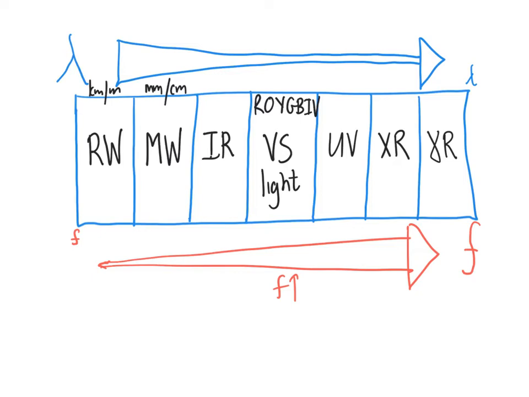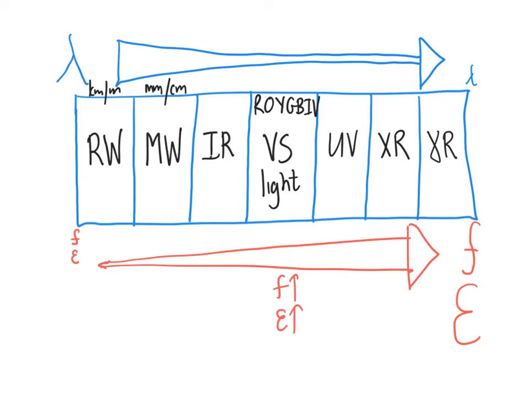Now, keeping in mind that energy is proportional to frequency, the energy of radio waves is very small. And as we move from radio waves to microwaves to infrared to visible light to ultraviolet to X-rays to gamma rays, together with the frequency, the energy of EMR also increases. And hence X-rays and gamma rays have very high energy values, and therefore are able to penetrate deeply.